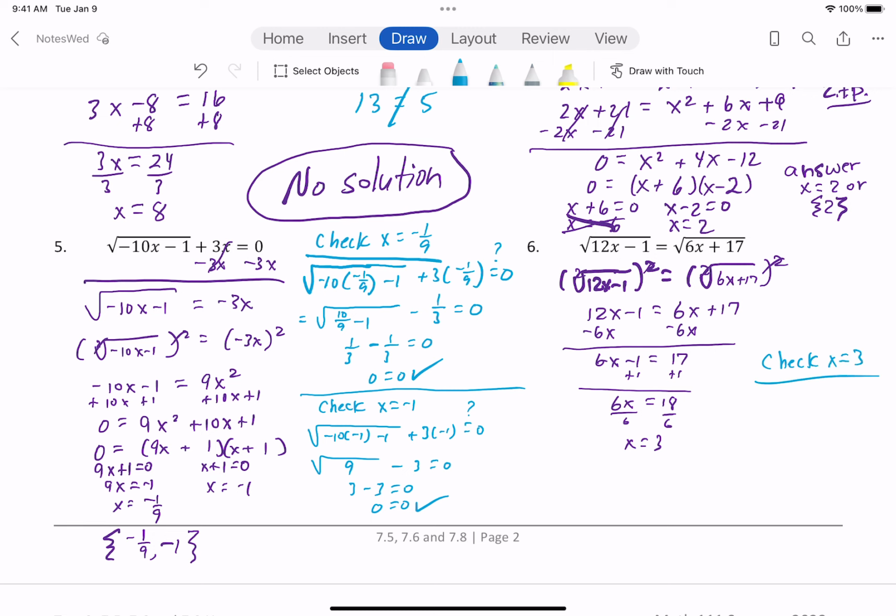Then we just need to check. Replace the x with 3. So on this side, we get 36 minus 1 gives me square root of 35. And on this side, if you put that in the calculator, whoops, I'm sorry, I multiplied the 3 and 6 in my head. You also get the square root of 35. Since we got a true statement, x equals 3 is our solution. And you can write it either way.